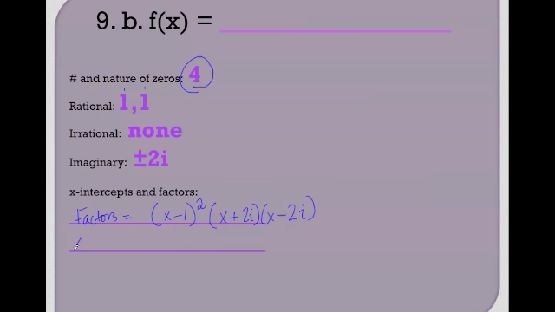To get my x-intercepts, those are going to be ordered pairs. Remember, intercepts are always given in pairs. For this one, it would be x minus 1 equals 0, so x equals 1, so that would be (1, 0). For the other one, it would be (negative 2i, 0) and (2i, 0).